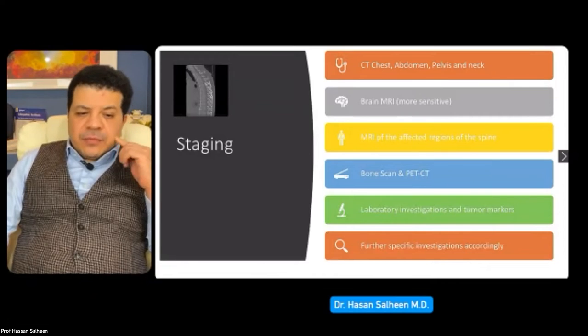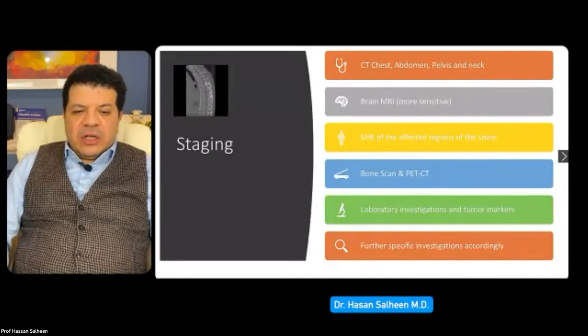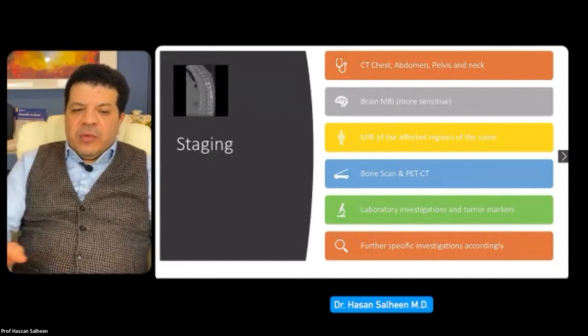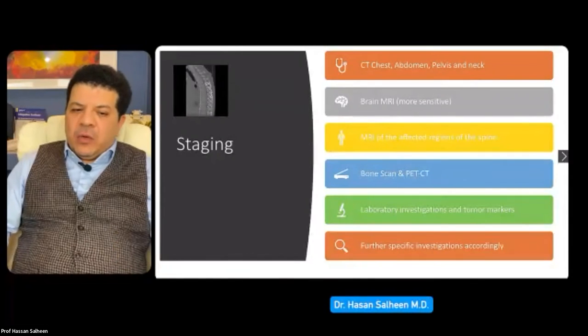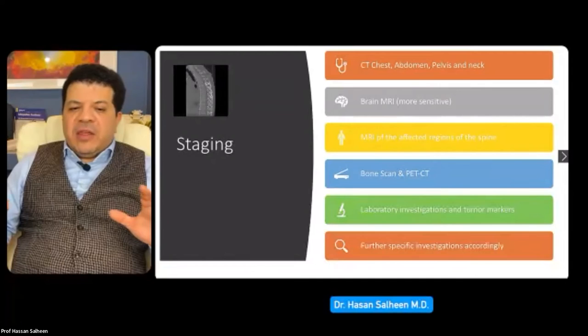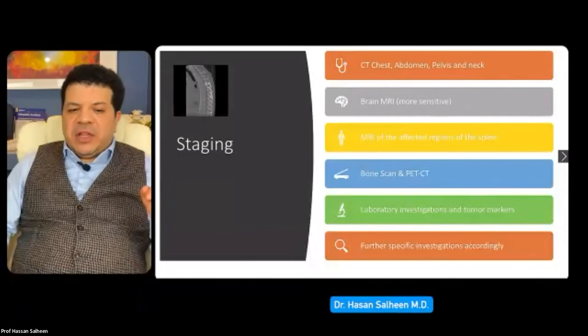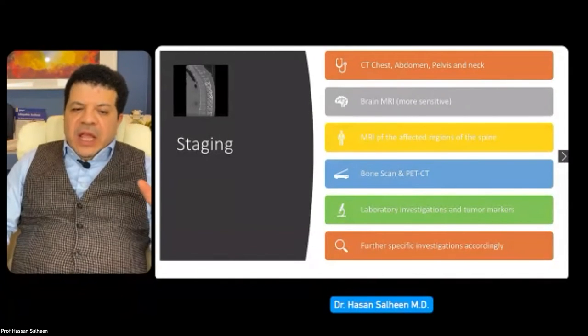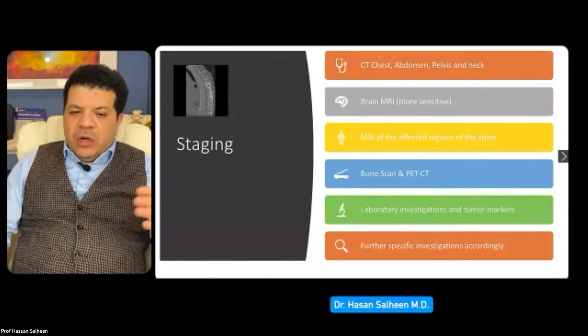So if a metastatic lesion is detected in the spine, we go immediately for staging, and it should not take a lot of time and should be done as soon as possible. CT of the whole trunk, from chest, abdomen, and pelvis, to evaluate the metastasis, also of the vital organs. That can help you to detect the primary lesion in the lung or in the liver, or to detect other metastatic lesions in the vital organs. And of course, you can evaluate other metastatic lesions in the whole spine.